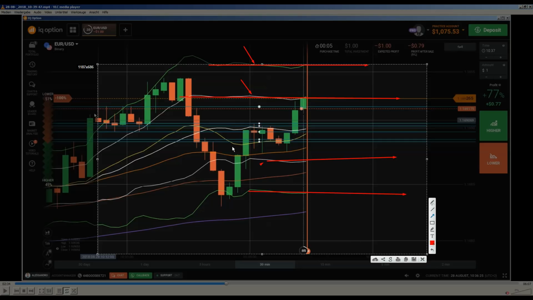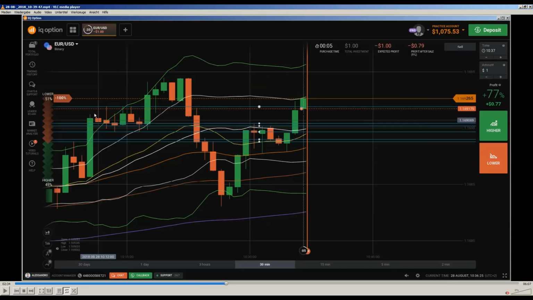And here you see the change of polarity. Here you see a lot of wicks. Here, resistance, resistance, resistance, support. Resistance again after breakout. Here, support. And that is a ranging market. So okay, that is only to show you this.